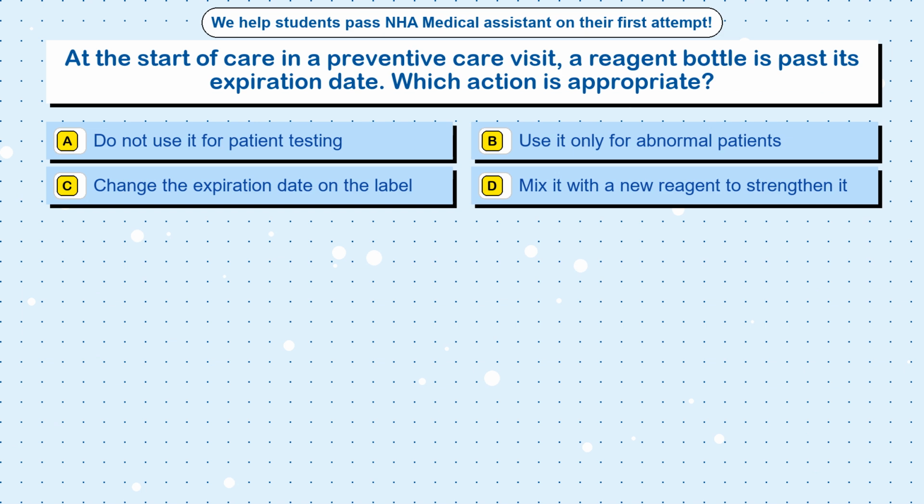Question 33. At the start of care in a preventive care visit, a reagent bottle is past its expiration date. Which action is appropriate? Option A, do not use it for patient testing. Option B, use it only for abnormal patients. Option C, change the expiration date on the label. Option D, mix it with a new reagent to strengthen it.